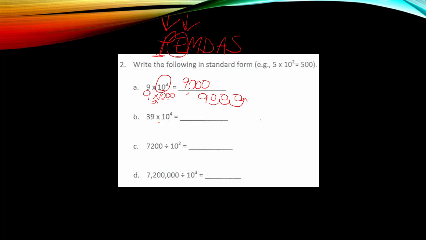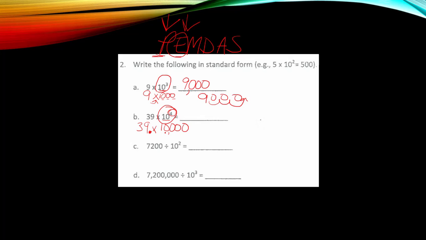39 times 10 to the 4th power. Exponents first, so 10 to the 4th power. Since we're dealing with a 10, we have 4 zeros because there's 4 copies. 1, 2, 3, 4. 39 times 10,000. So where is our decimal on 39? When you cannot see it, it is sitting behind the number. It's still there, even when we don't see it.